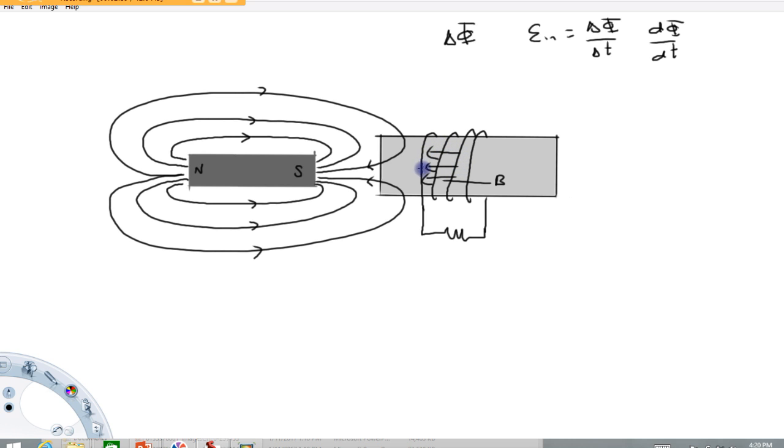Lenz's law is nature hates a change in magnetic flux. As the magnetic field vectors get stronger and stronger, that's going to induce a current in these windings that will set up its own magnetic field to oppose the change in flux. Since these vectors are getting stronger, the induced magnetic field would go in this direction to oppose the change in flux. If these fields were getting weaker, which would occur if the magnet moved to the left, the induced magnetic fields would try to support them, again to oppose the change in flux.